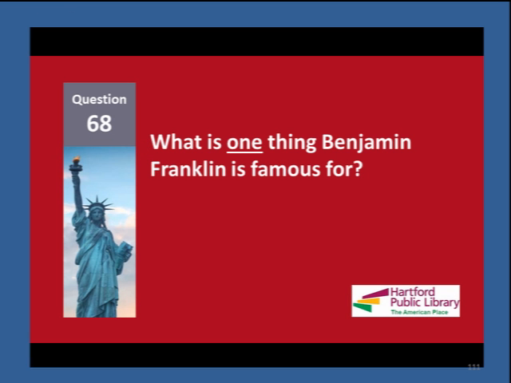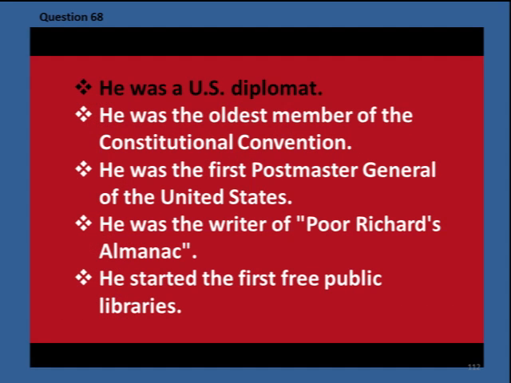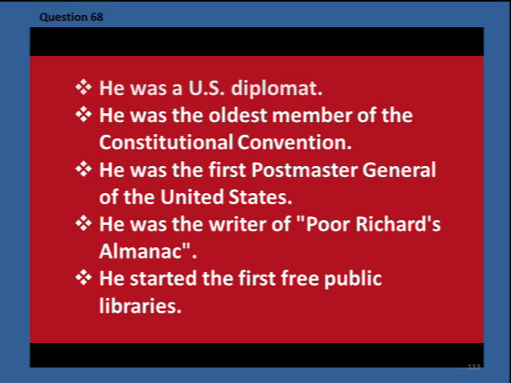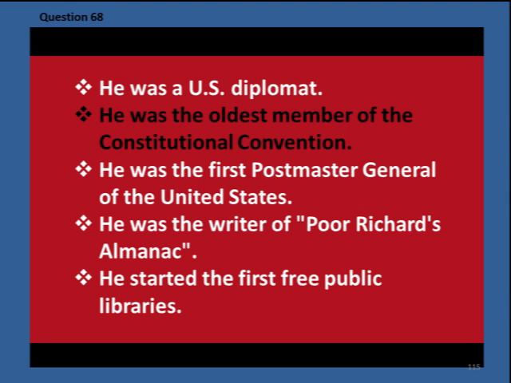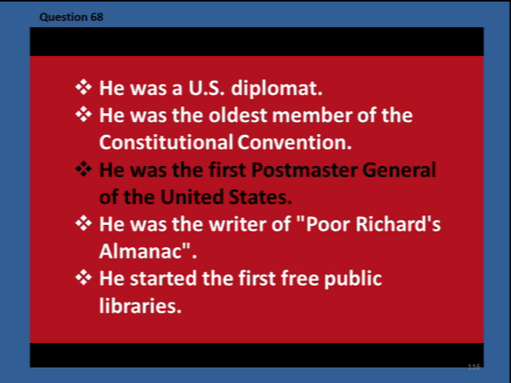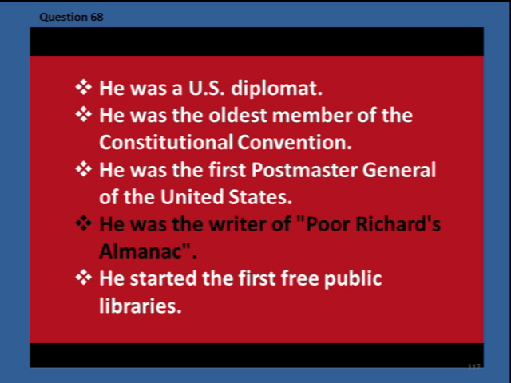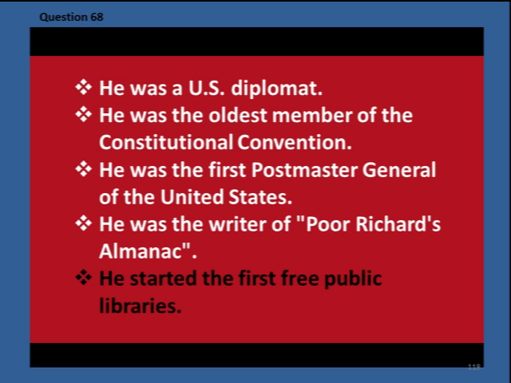Question 68. What is one thing Benjamin Franklin is famous for? He was a U.S. diplomat. Benjamin Franklin was a U.S. diplomat, the oldest member of the Constitutional Convention, the first Postmaster General of the United States, and the writer of Poor Richard's Almanac. He also started the first free libraries.